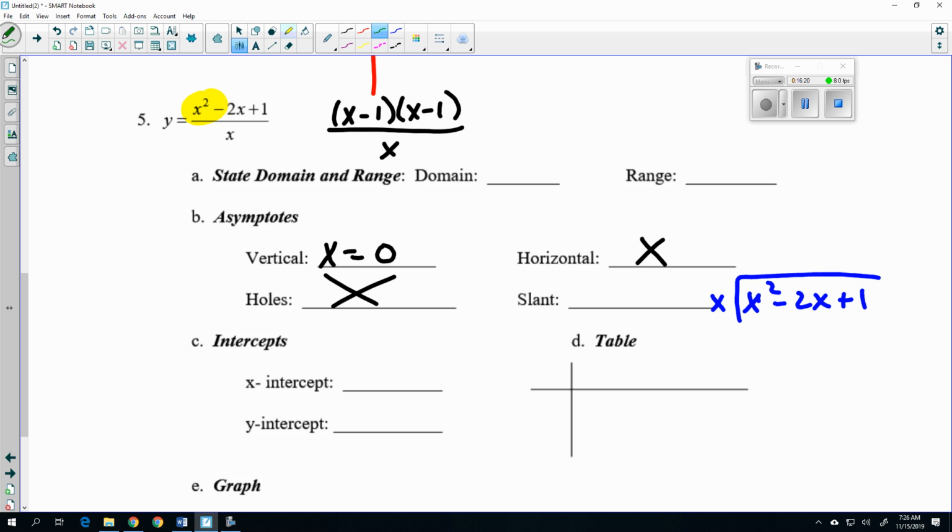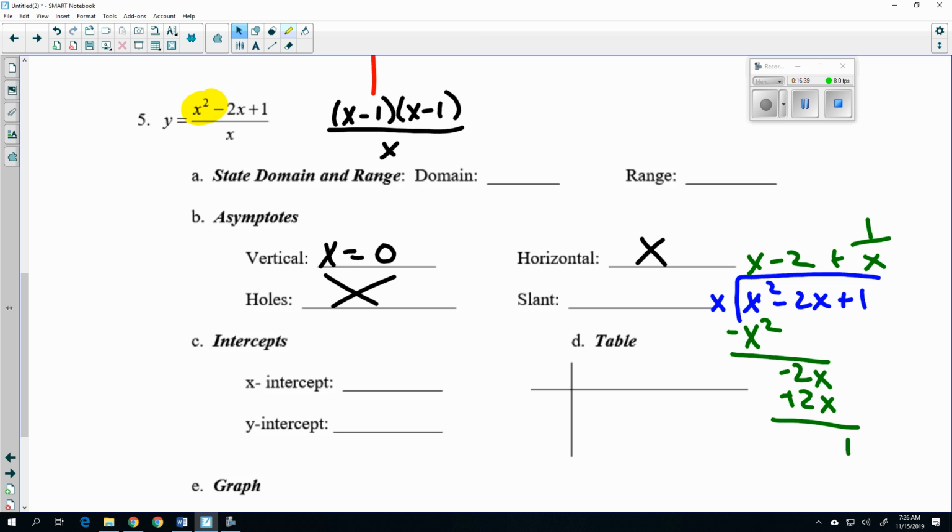What times x is x squared? When I subtract, I bring down the next number. What times x is negative 2x? When I subtract, I bring down the 1. There's no more division to be done.